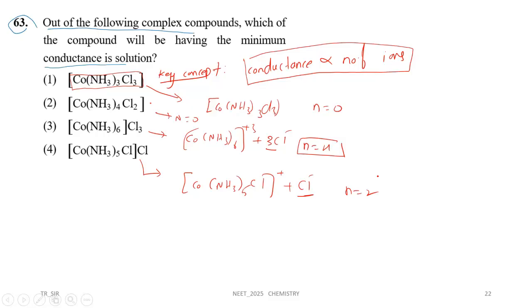So what is the condition we have? More is the number of ions, more is the conductance. The answer is clearly appearing, no? The conductance is proportional to the number of ions. So the minimum number of ions occurs in two options, option 1 and option 2. Both are right answers, guys.